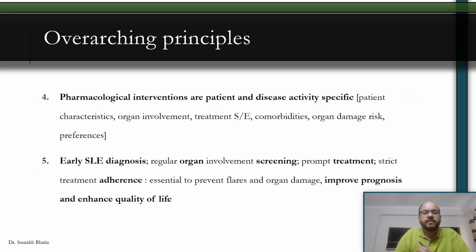The fourth principle is that the pharmacological interventions have to be very patient and disease specific. For example, you have to keep in mind the patient characteristics, organ involvement, treatment side effects, additional comorbidities, what is the risk of damage to internal organs, and what are the patient preferences. So, all of these factors, and more than these factors, the patient specific criteria has to be developed, patient specific treatment modalities have to be established and used.